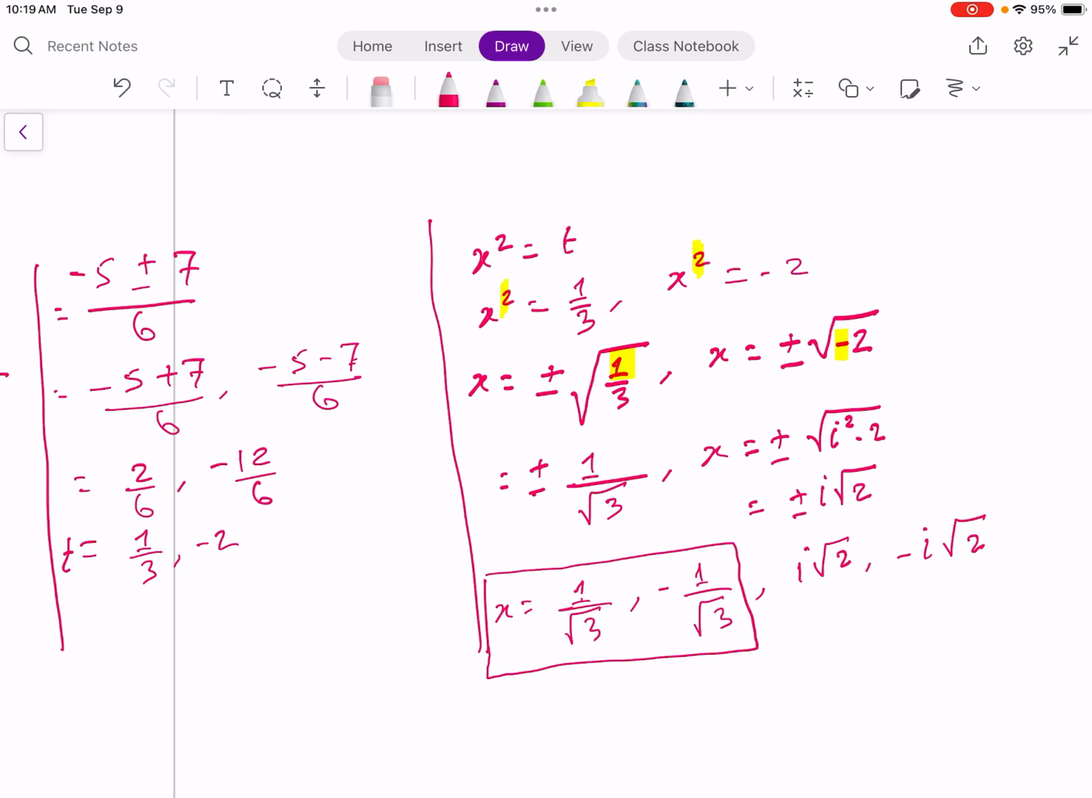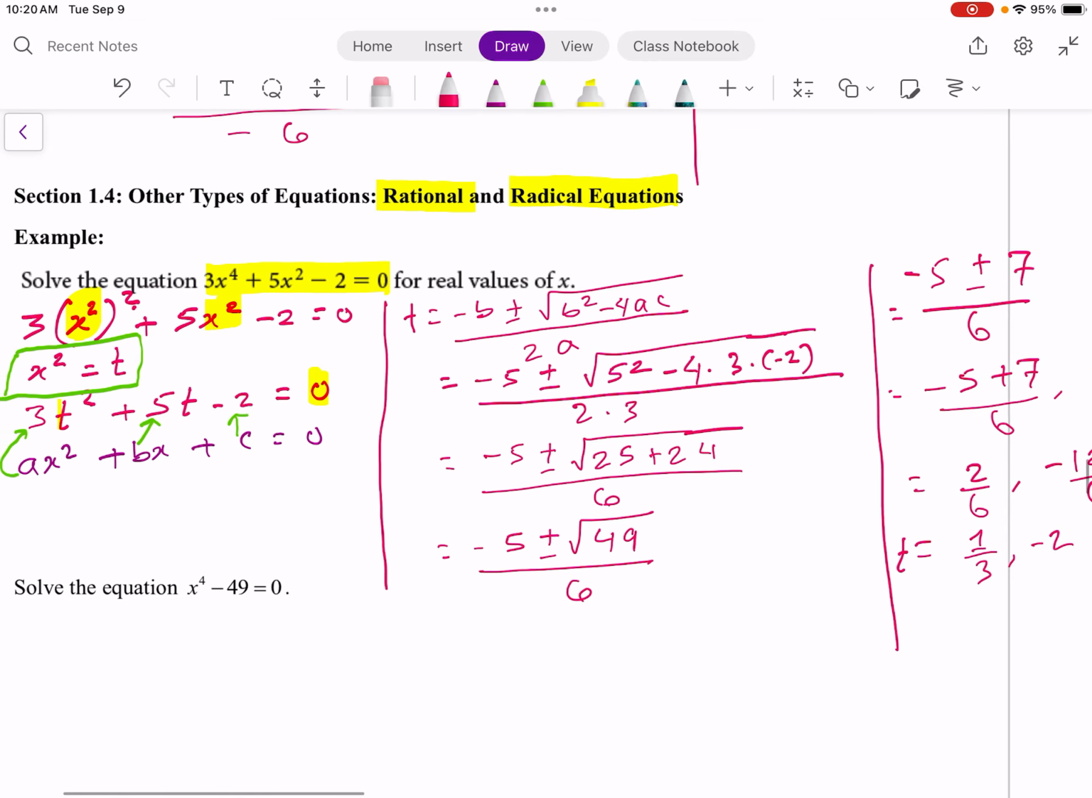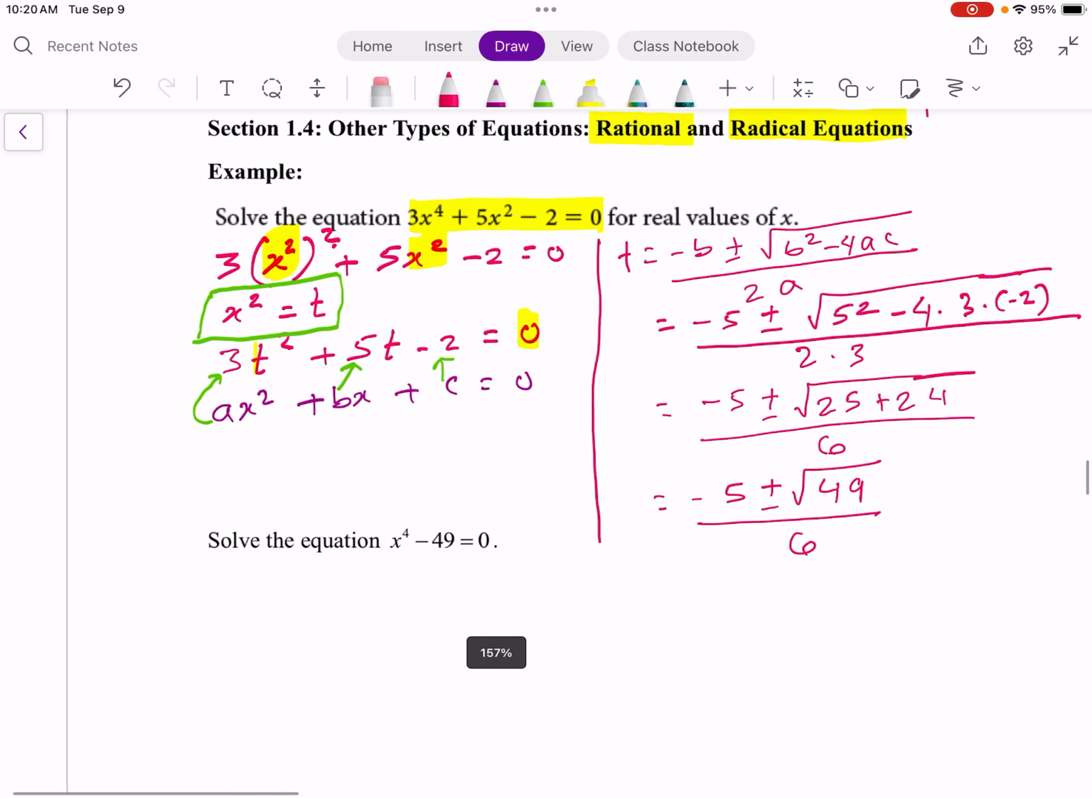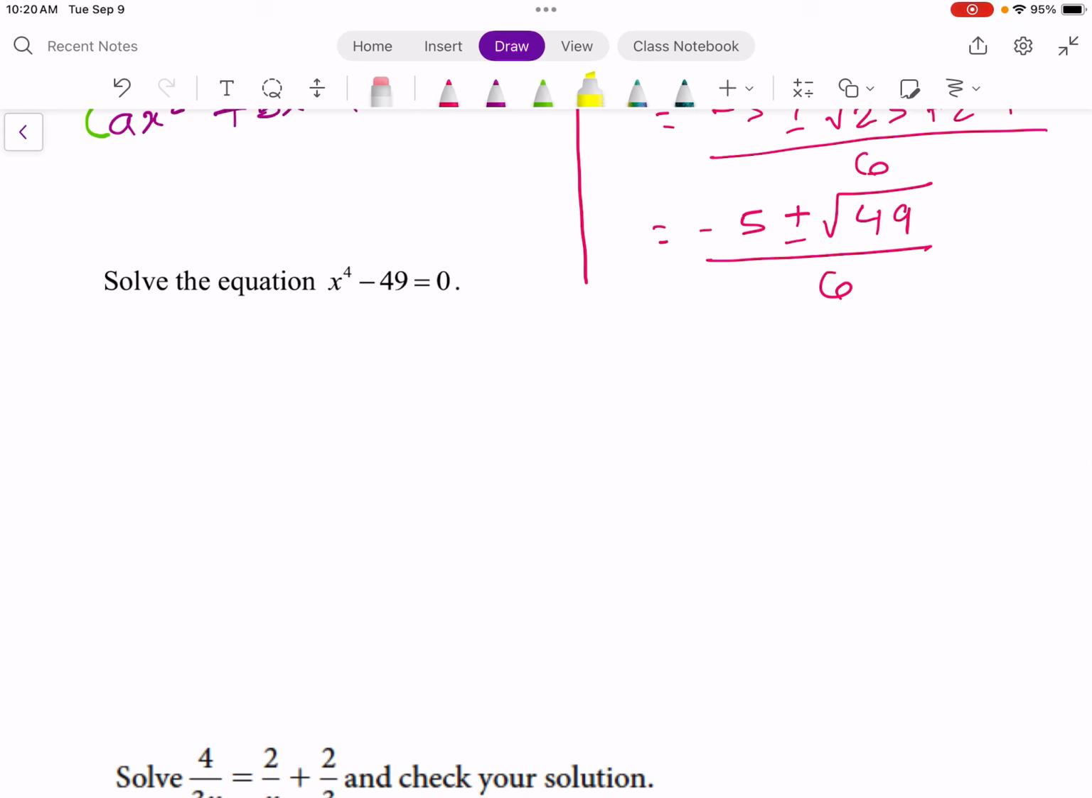Can we start the next example? Okay, now let's see what we have next here. Very similar. We have an equation with a degree 4, x to the power 4 minus 49 equals 0, and a very similar method.